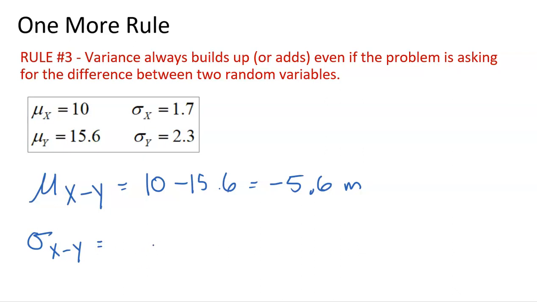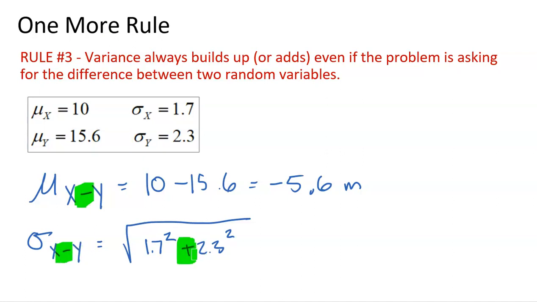So I'm still going to do the 1.7 squared, that's the variance for X, plus the 2.3 squared, that's the variance for Y, and then I have to square root all the variance, because square rooting variance is how you get back to standard deviation. Even though the problem is focusing on the difference, I still add the variances. Variance always builds, even if you're looking at the difference.